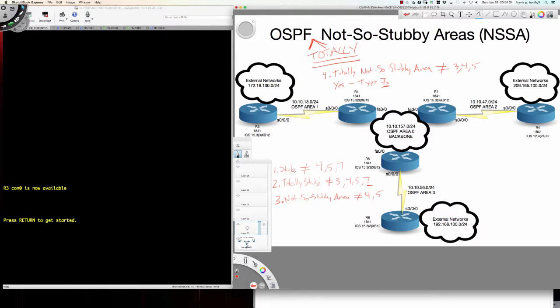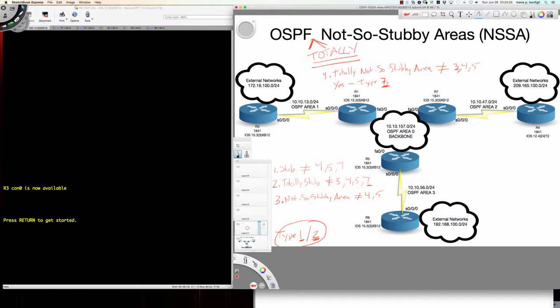And we all know that in the stub, the totally stub, the not so stubby, and the totally not so stubby area, the one universal thing between all of these is that you are going to have your type 1s and your type 2s, the router LSA and the network LSA, depending on the type of network that you've got, whether it's point-to-point or multi-access. So type 7 external information is going to be allowed in the totally not so stubby area. And what's the major difference between the totally not so stubby and the not so stubby?